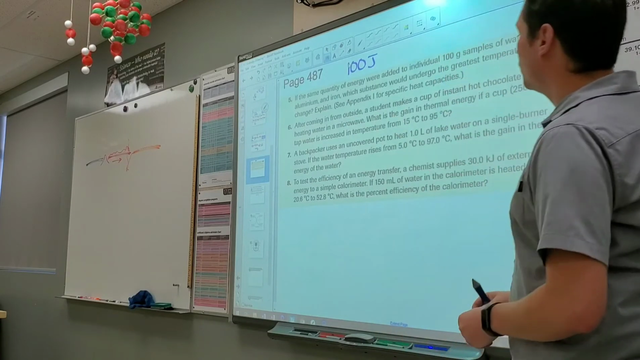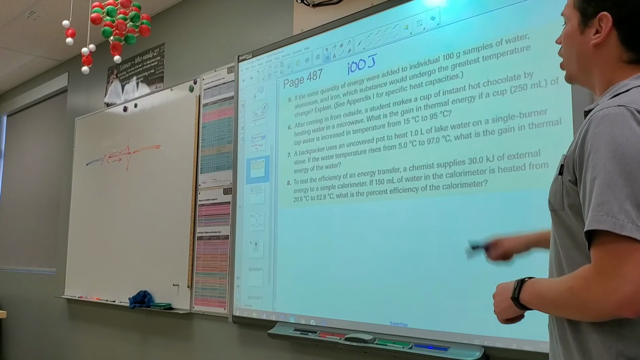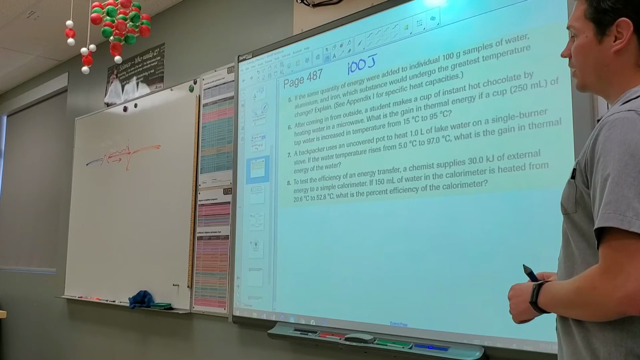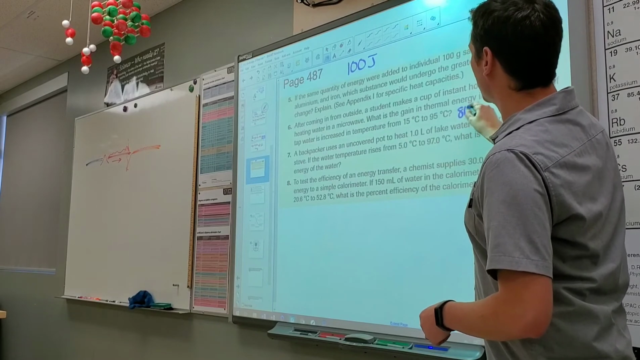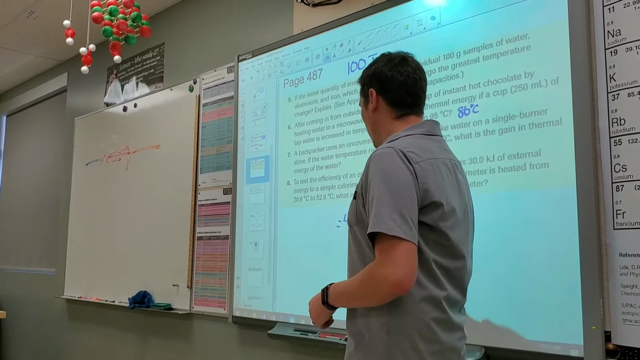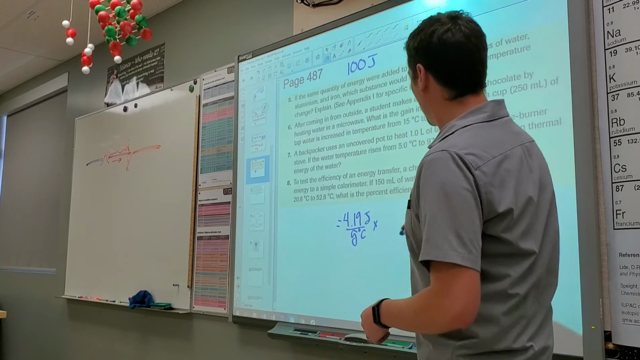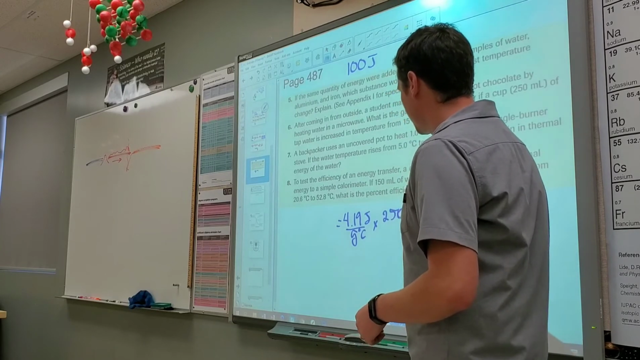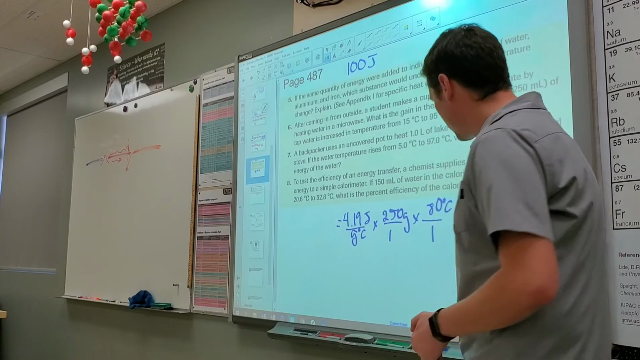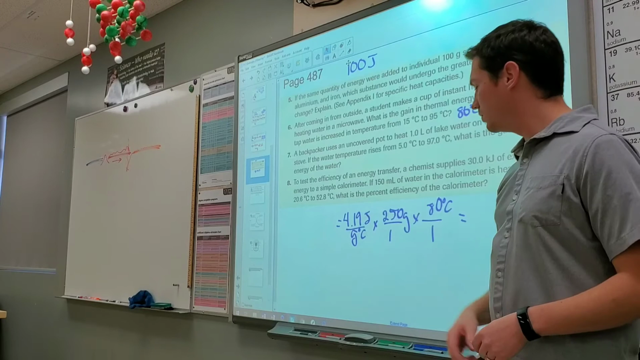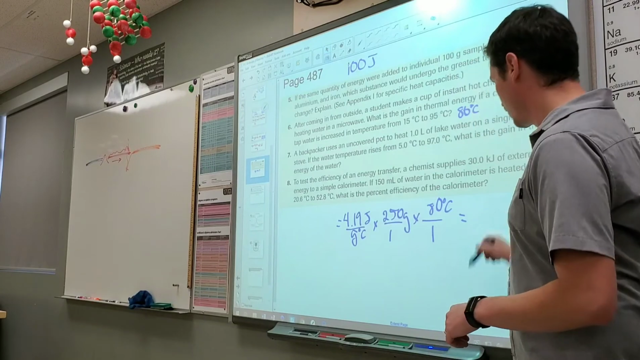After coming in from outside, a student makes a cup of instant hot chocolate by heating water in a microwave. What is the gain in thermal energy if the tap water is increased from 15 to 95? So this is a temperature change of 80 degrees. So 4.19 joules per gram degrees Celsius, 250 grams, and 80 degrees Celsius. That's 8.4 times 10 to the 4 joules. Sure.